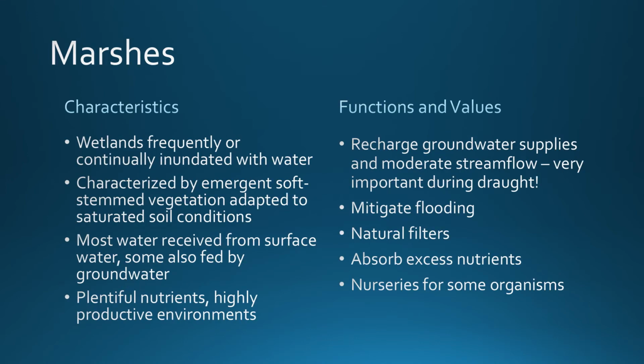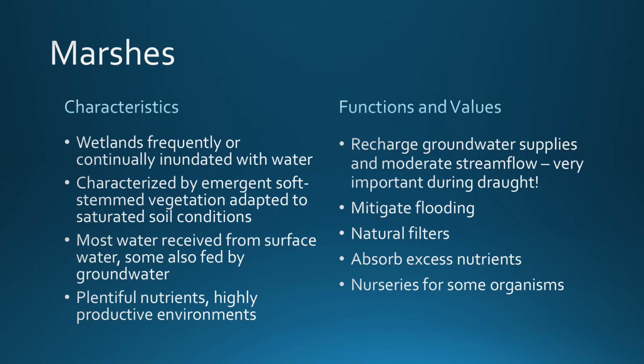First of all, marshes, which are my favorite type of wetland. So marshes are really cool. They are wetlands that are frequently or continually inundated with water. So non-tidal wetlands, the water's just sitting there. Tidal wetlands, they're on a tidal cycle. But they are inundated with water at least 50% of the time. They're really characterized by emergent soft stem vegetation, adapted to saturated soil conditions. So they're hydrophilic plants. They're used to being in wet soil.